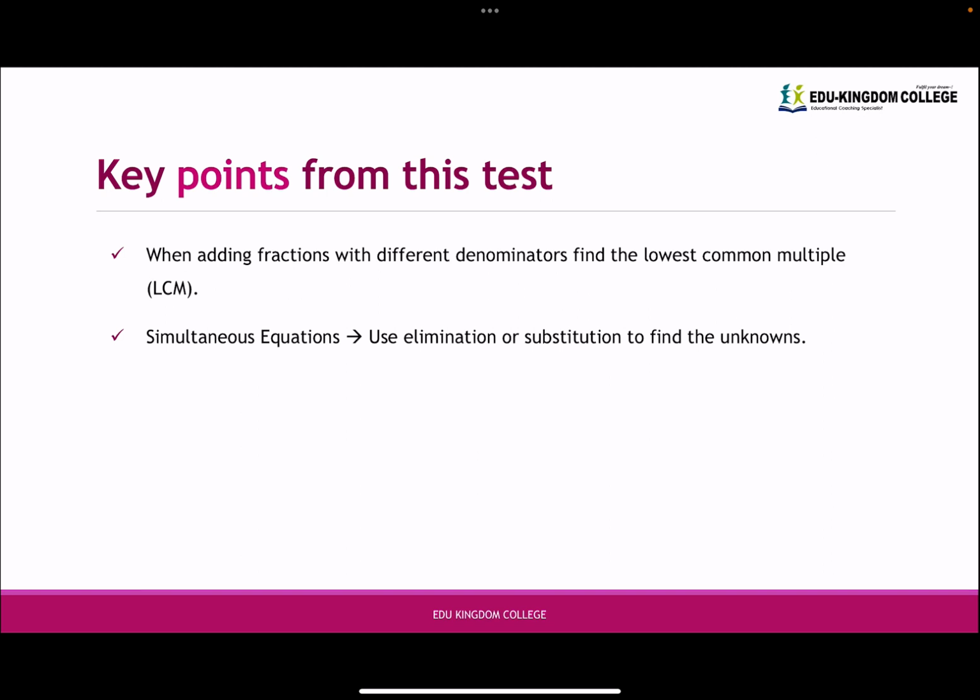Alright, so key points for this test were lowest common multiple and simultaneous equations. When we're finding a lowest common multiple, don't just multiply all your denominators from the start straight away. Have a little bit of think about it. And with simultaneous equations, we're either using elimination or substitution to find our unknown variables or our unknown letters. So those are the key points from this test.